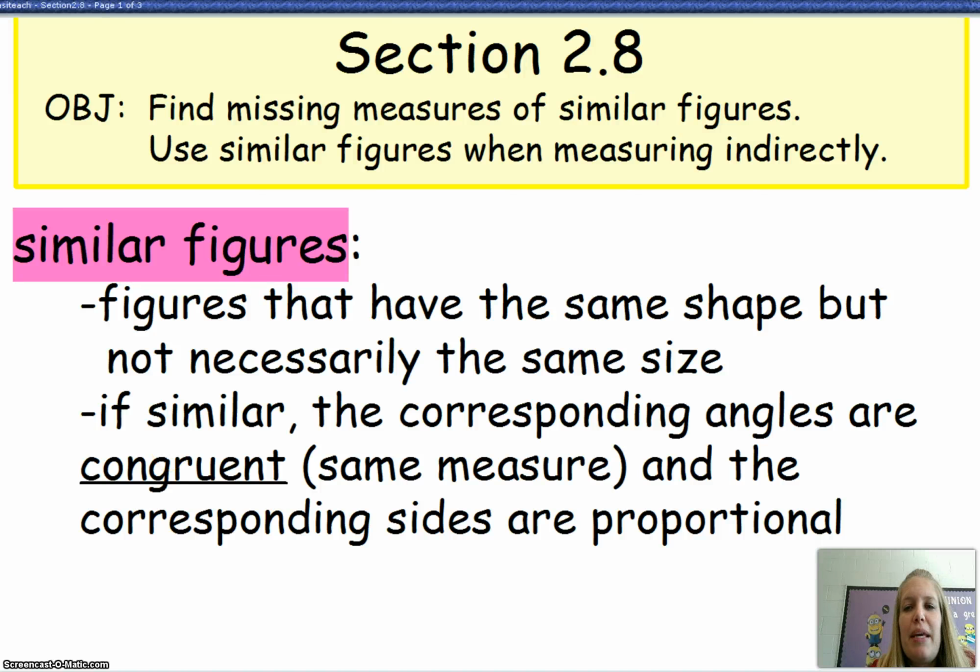Hi guys, today we're going to be taking proportions that we learned in the last lesson and using them for similar figures. Similar figures are figures that have the same shape but not necessarily the same size. And if they are similar, their corresponding angles are congruent, which means they have the same measure, and the corresponding sides are proportional. So you need to write all this down. I'm going to show you what I mean with these words in a diagram.